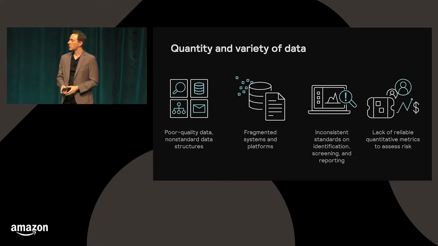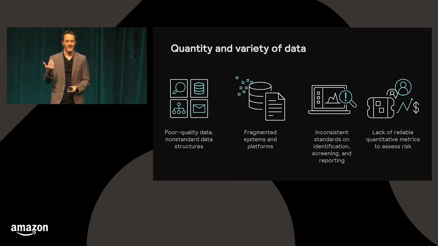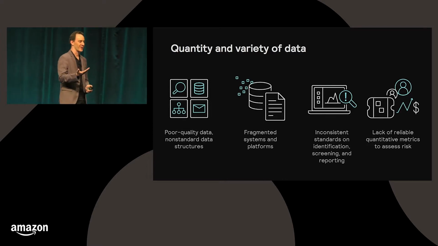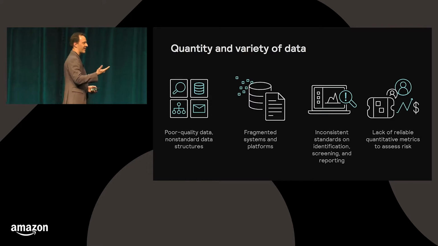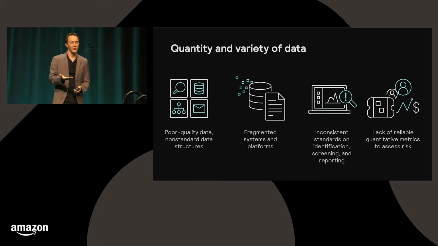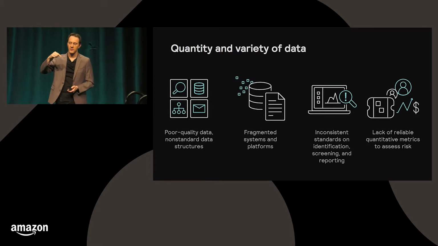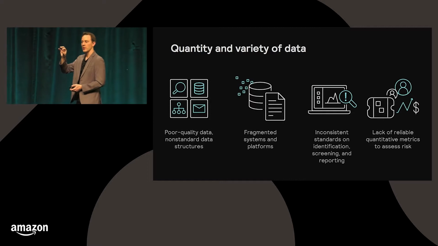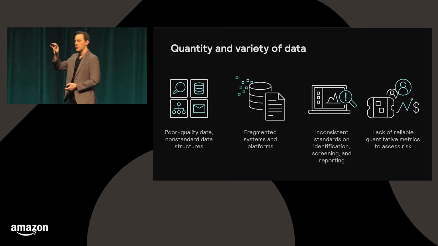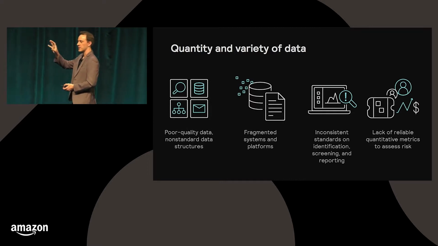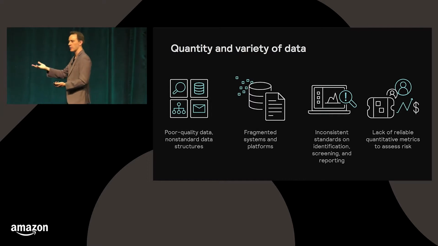And to close, there's a lack of reliable quantitative metric to assess risk. But what does that mean? Remember that lots of alerts are going to be generated. 90% of them will probably be false positives. So how do I score those alerts to actually know which ones should be prioritized for the teams to analyze manually later?